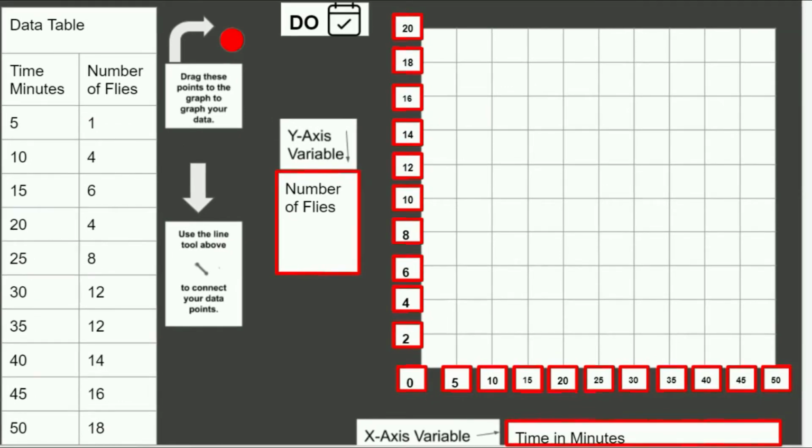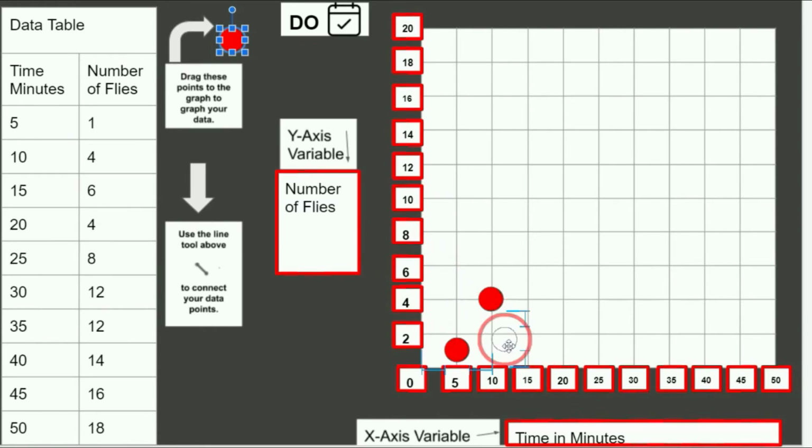Now that we have our scales on each axis, we can start to plot our points. Our first data point is at a time of 5 minutes, and the number of flies is 1. So I'm going to use one of these data points here, and I'm going to drag it to 5 minutes, and then the number of flies would be 1. That data point is going to go here. My next one would be 10 minutes, and there were 4 flies. So there's my 10 minutes, I have 4 flies.